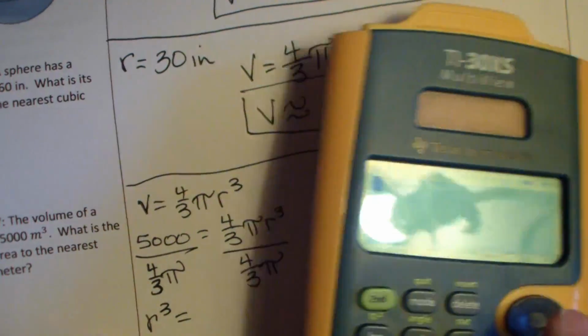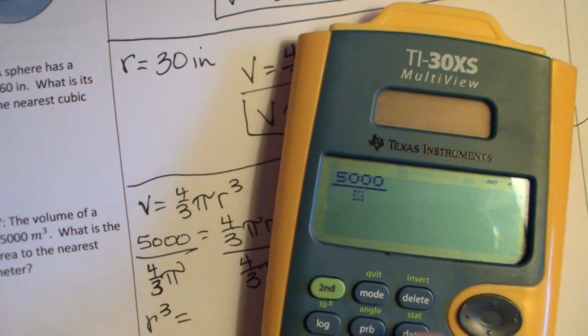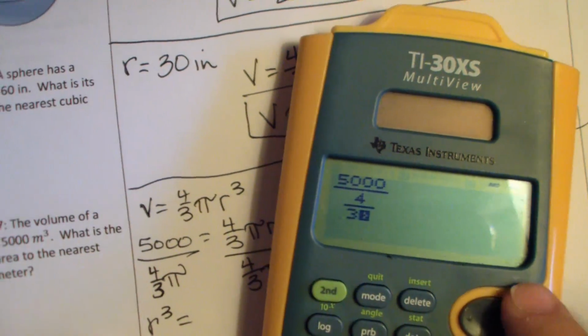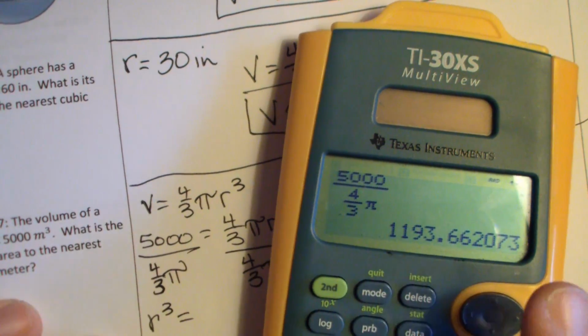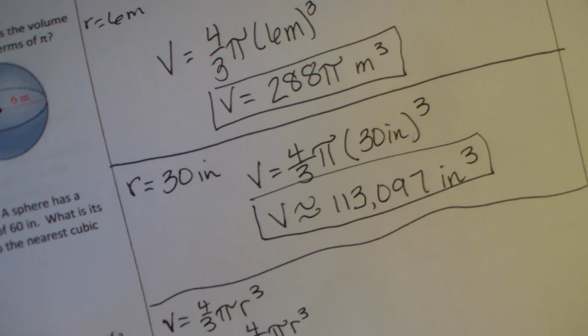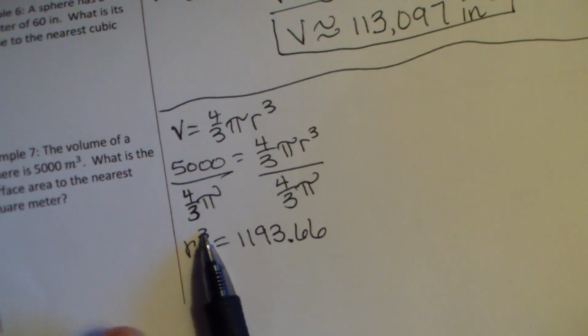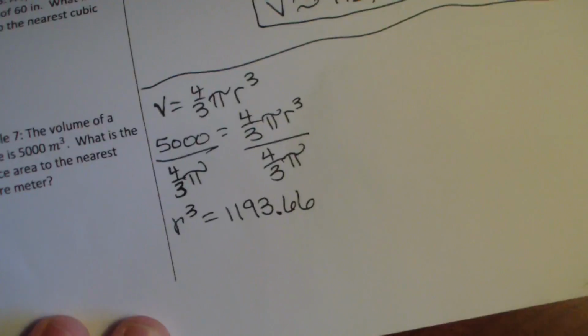So 5,000 over 4/3 pi gives us 1193.66. So r cubed is 1193.66. All right, so when we had, say, r squared, we would take the square root of each side to get r by itself.